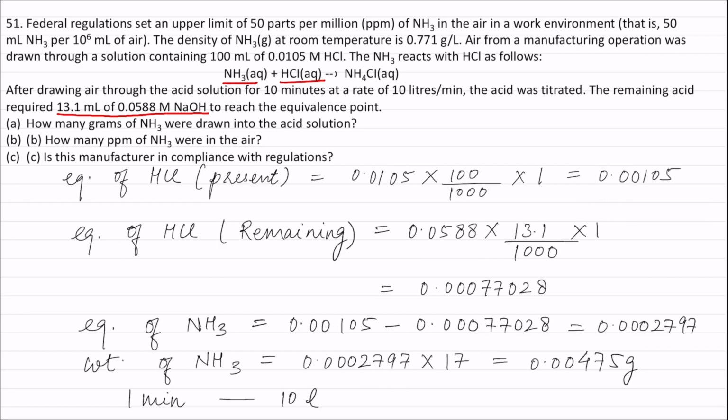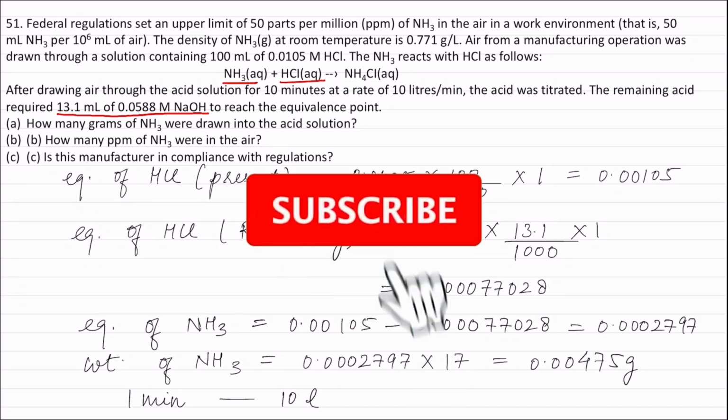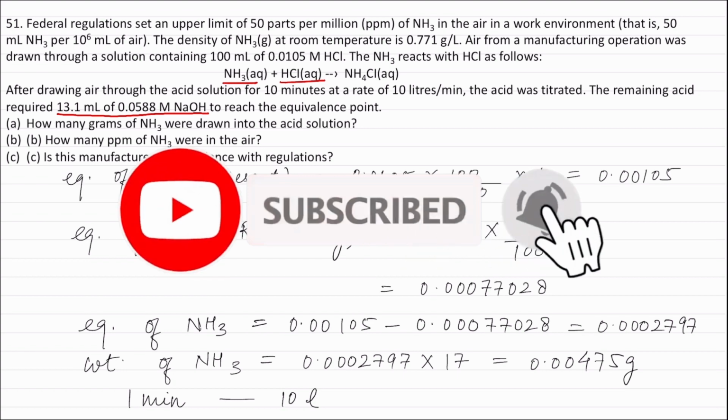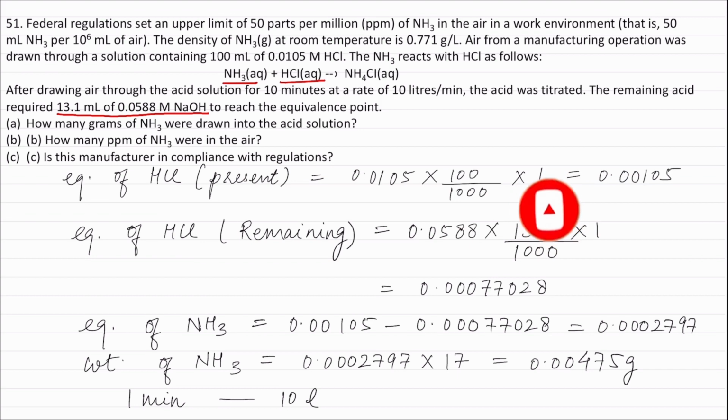Now, the C part of the question, is this manufacturer in compliance with regulation? The answer is no, because the amount of ammonia which is allowed is 50 parts per million, but amount of ammonia present is 61.6 parts per million. Therefore, answer is no.